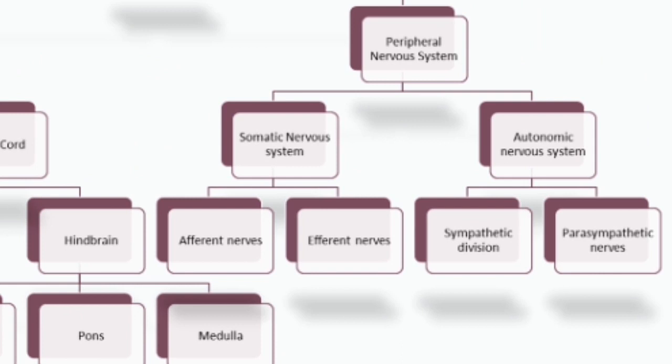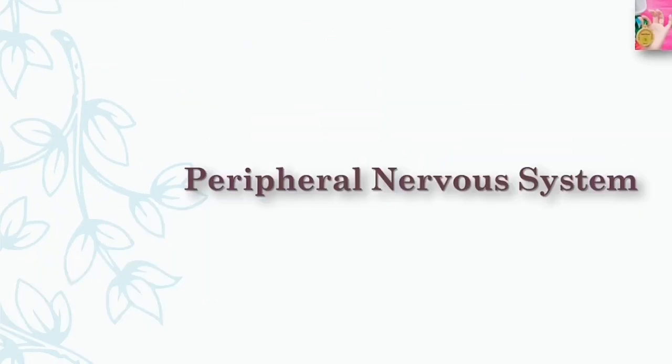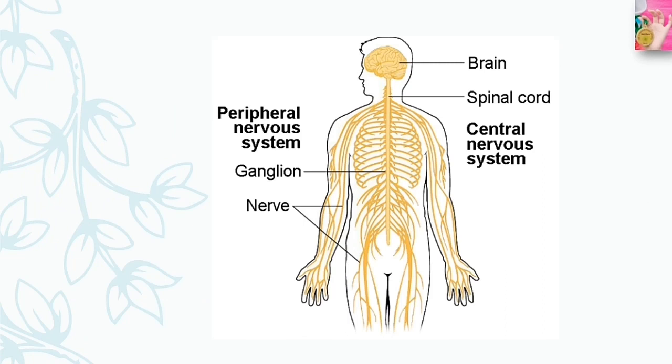Now, in this video, we'll start with the peripheral nervous system, the division of the peripheral nervous system, and the subdivision of the peripheral nervous system. So let's start with the peripheral nervous system. I'll show you the location of the peripheral nervous system, the difference between the central nervous system and the peripheral nervous system, and the importance of the peripheral nervous system.